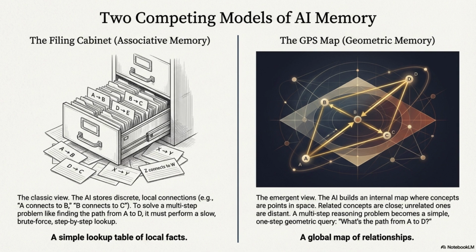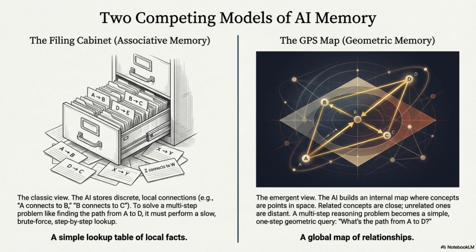Okay, so let's start by contrasting the two competing models. Because for you, the listener, I think understanding this difference is the whole journey here. Let's do it. First, the one we're retiring, the filing cabinet model, associative memory. Right. So how does this model handle information? In this classical view, the AI stores these discrete, local transactional connections. It knows A connects to B, and it knows B connects to C.